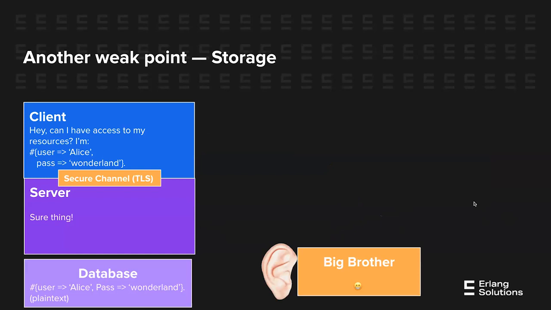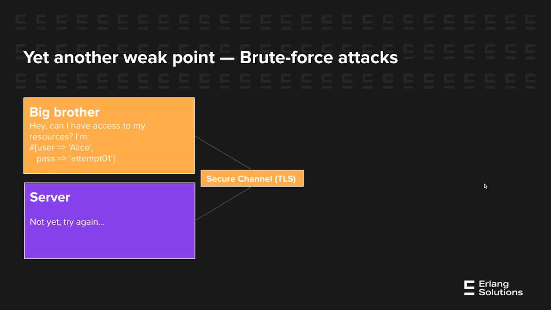Another weak point, storage. The server has to check that this password is the correct one for this user, so it is stored somewhere, and the attacker, big brother, whomever it is, can just get the database, and voila, we're lost again. And another weak point, you can just try hard. You can just connect to a server and say, hey, attempt number 1, attempt number 2, attempt number 3, number 4, and so on and so forth until you get it right.